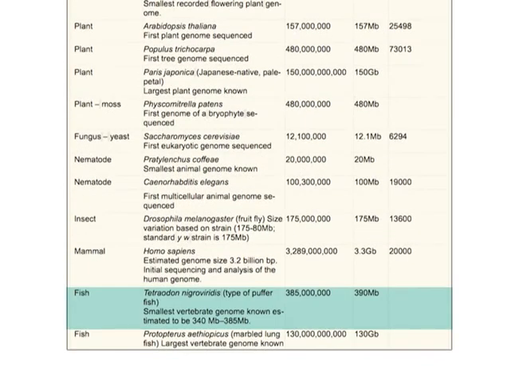Among the fishes that have been sequenced, Tetraodon nigroviridis, a type of pufferfish and the smallest vertebrate genome known, is estimated to be 340 MB to 385 MB. Protopterus aethiopicus, the marbled lungfish and the largest vertebrate genome known, has a genome size of 130 GB.